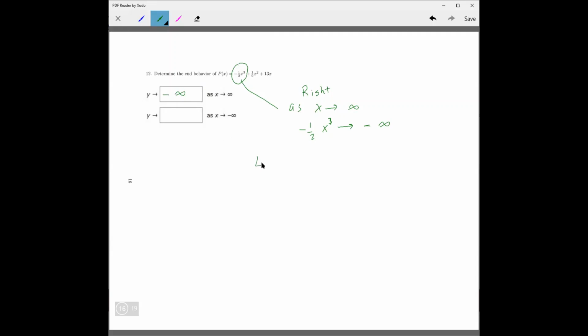And then for the left, as x goes to -infinity, -1/2 x to the cube, so you have a -1/2, then you have -infinity to the 3rd, that's going to be positive infinity.